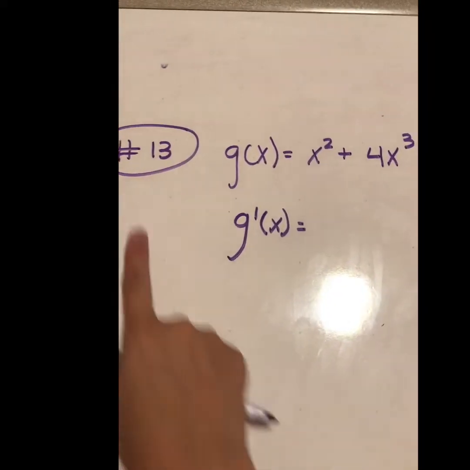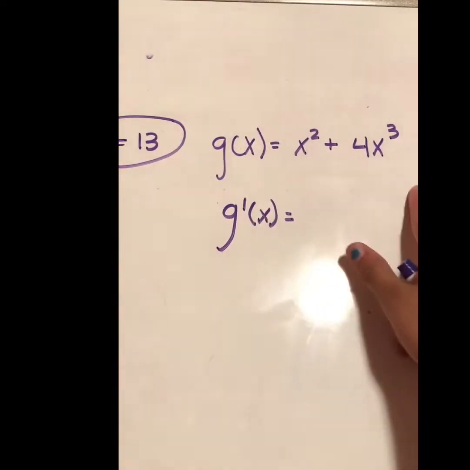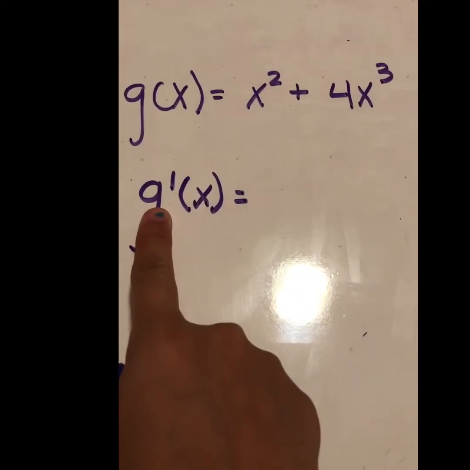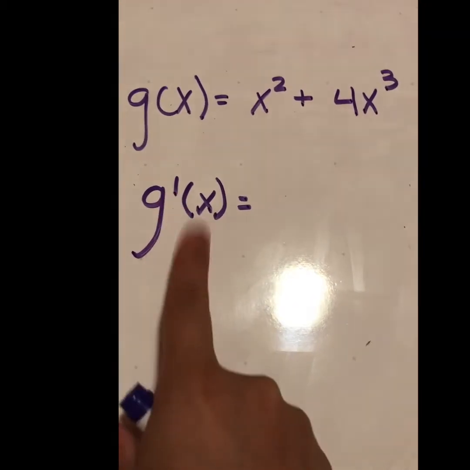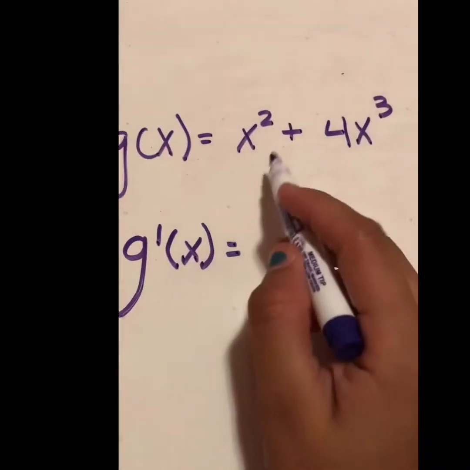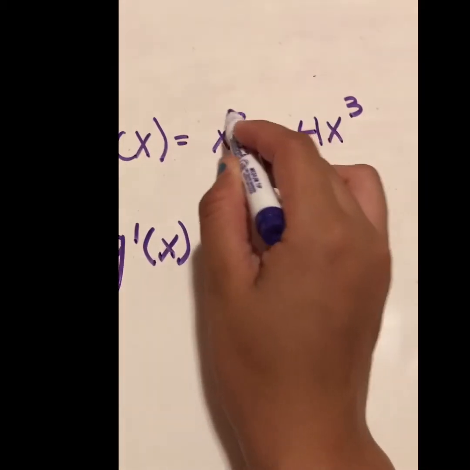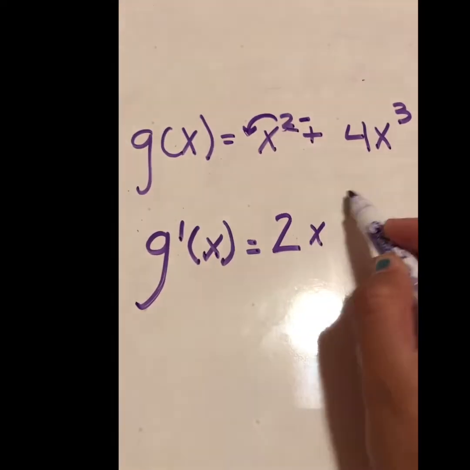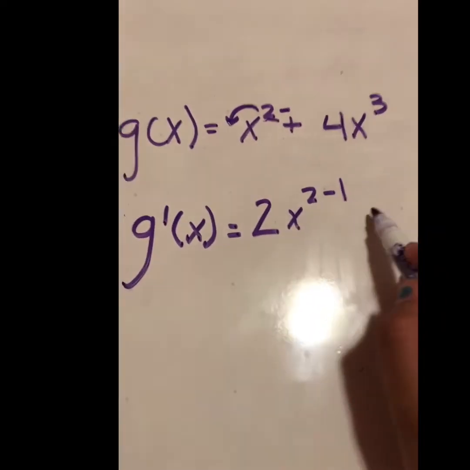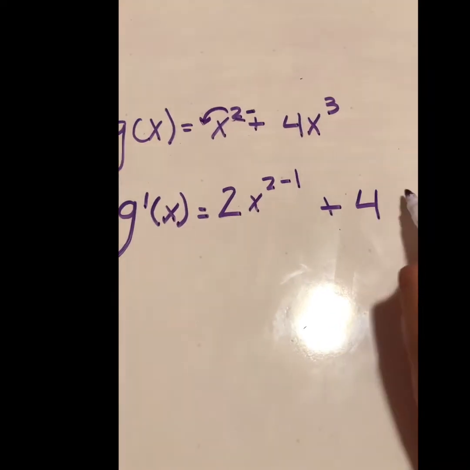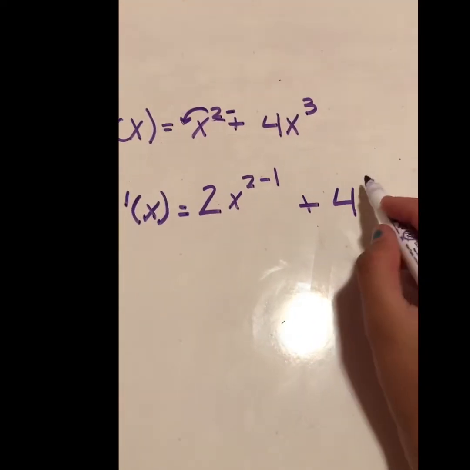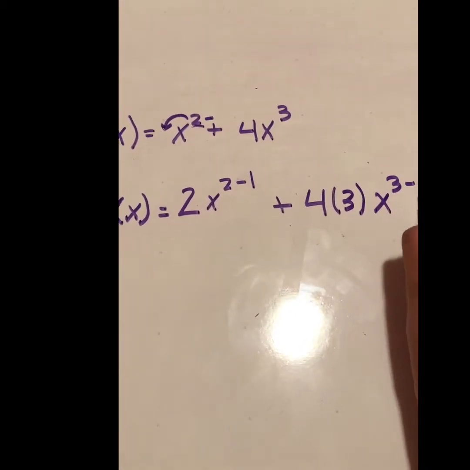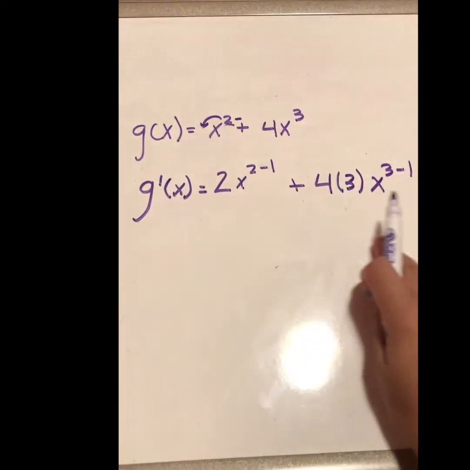So now for number 13, we're going to be finding the derivative of this problem as well. The first thing we have to do is rewrite it as seen here. So we're going to put the derivative sign. Now we have to use the power rule, which is when we bring the exponent forward and subtract one from the exponent. So then we're going to do 2x^(2-1) plus 4 times 3, when we bring it forward, x^(3-1). So this is how it's going to be rewritten.